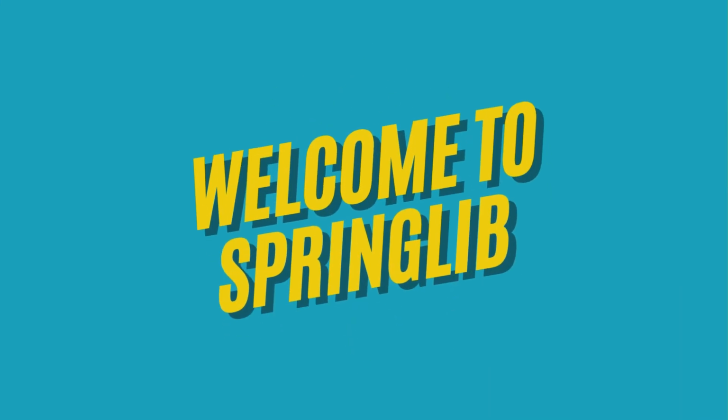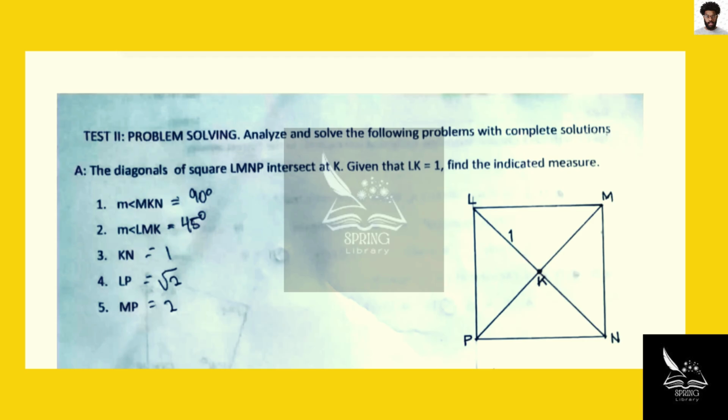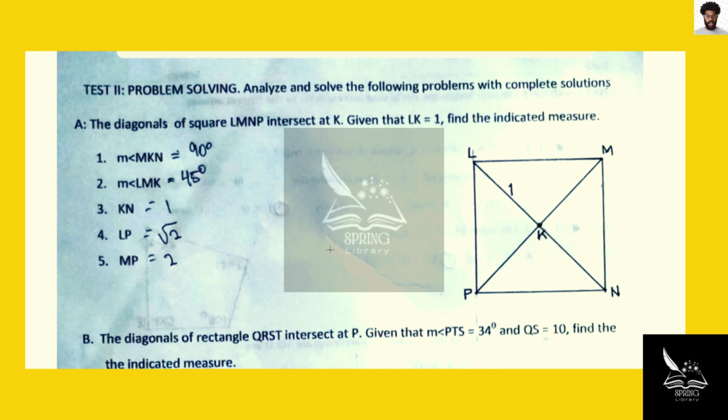Welcome to Spring LIB. If we're dealing with a square in the first one, squares have 4 equal sides and the diagonals are perpendicular and we have 4 right angles. So I agree, the measure of angle MKN is perpendicular. The measure of LMK, because angles are bisected by the diagonals, I agree that is 45.